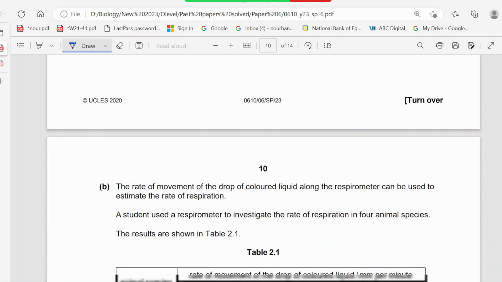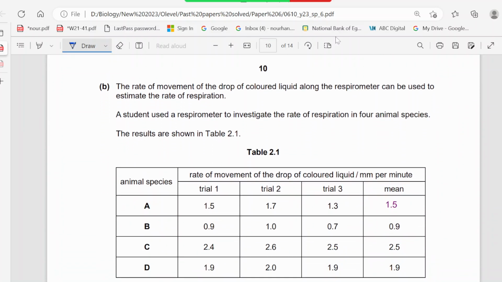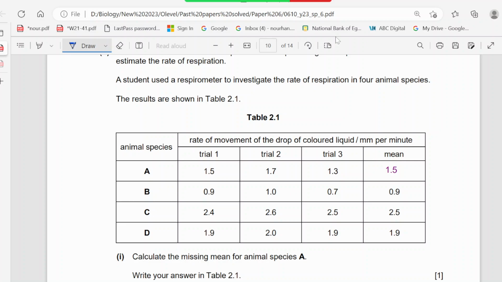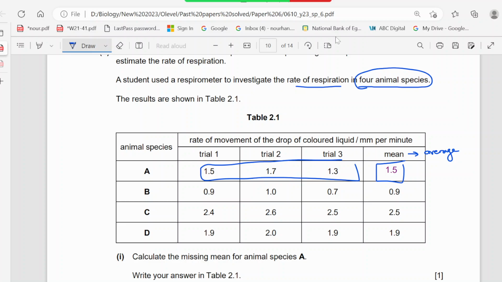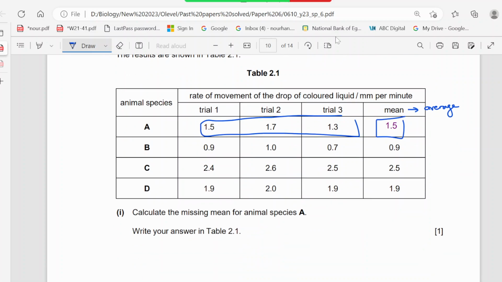Okay. The rate of movement of the drop of colored liquid along the respirometer can be used to estimate the rate of respiration. The student used the respirometer to investigate the rate of respiration in 4 animal species, 4 different species, and we're investigating their respiration. First, it says calculate the missing mean. The mean is the average. So what will I do? I will add all these together and divide by 3. It will give me 1.5.